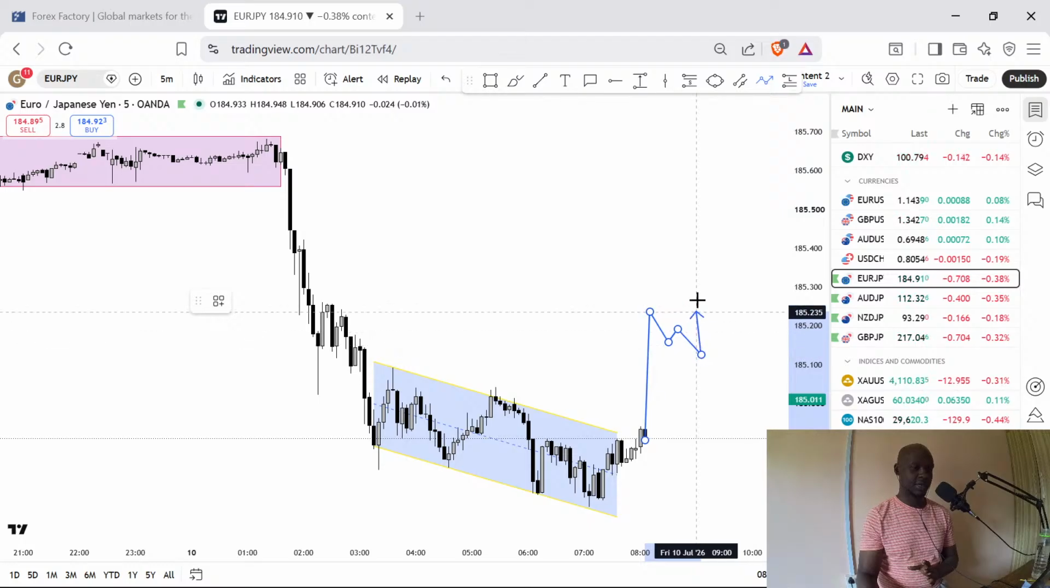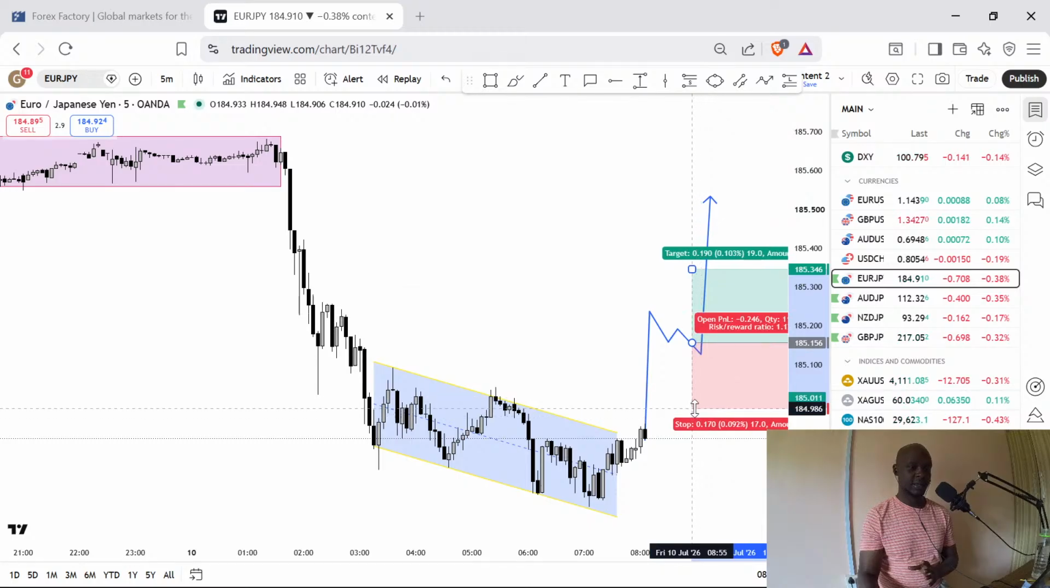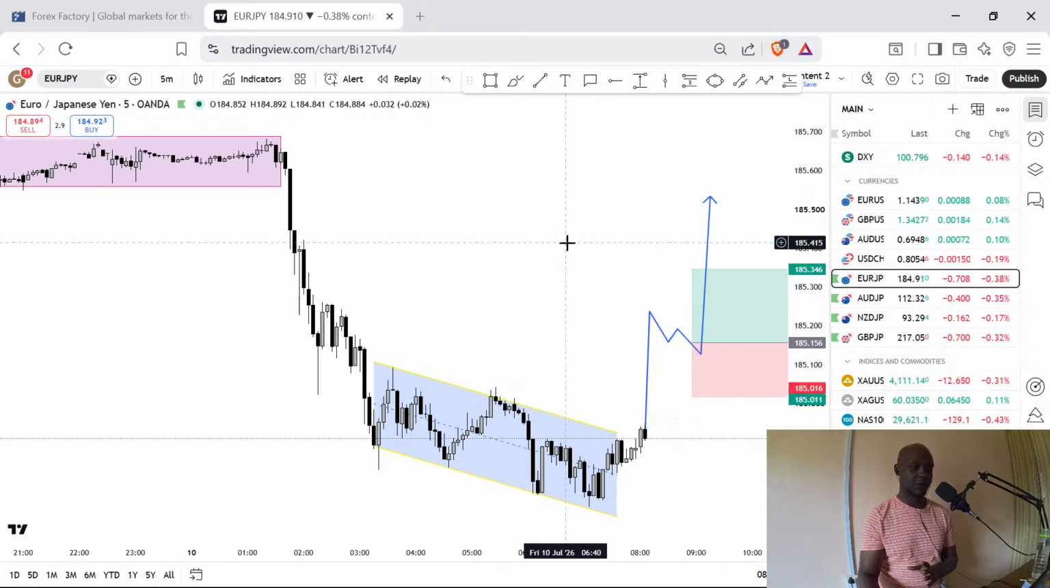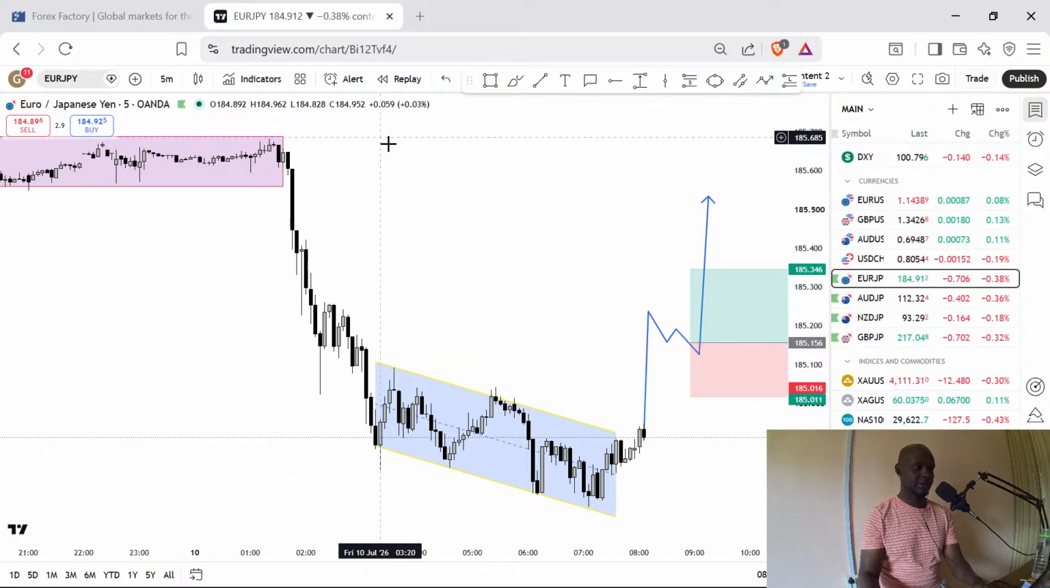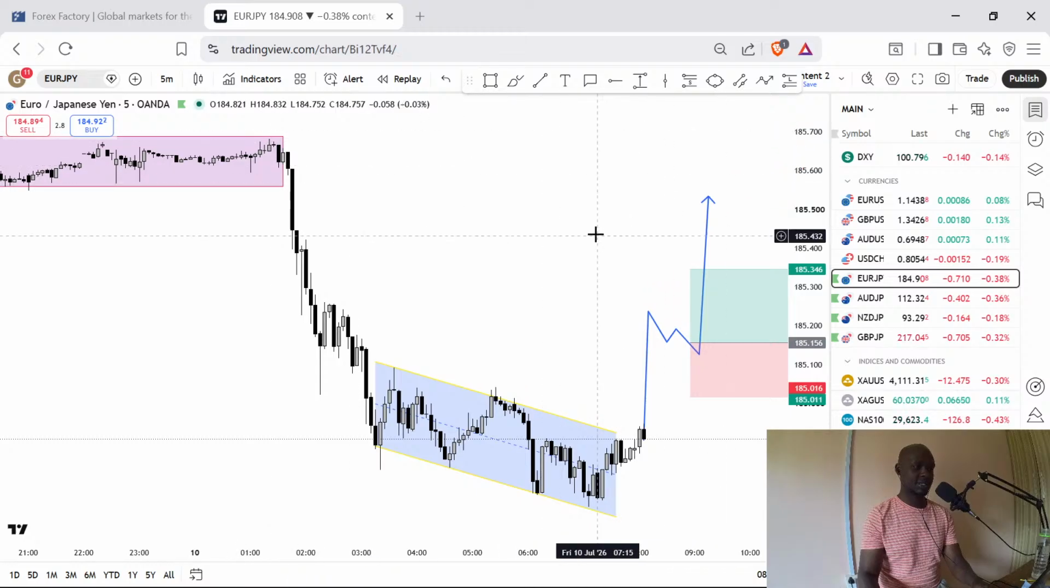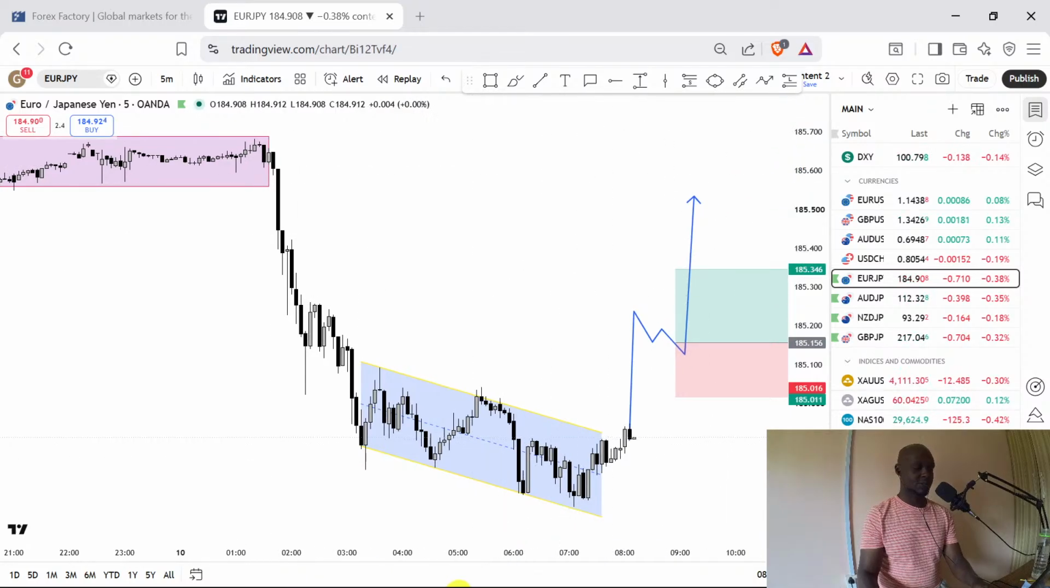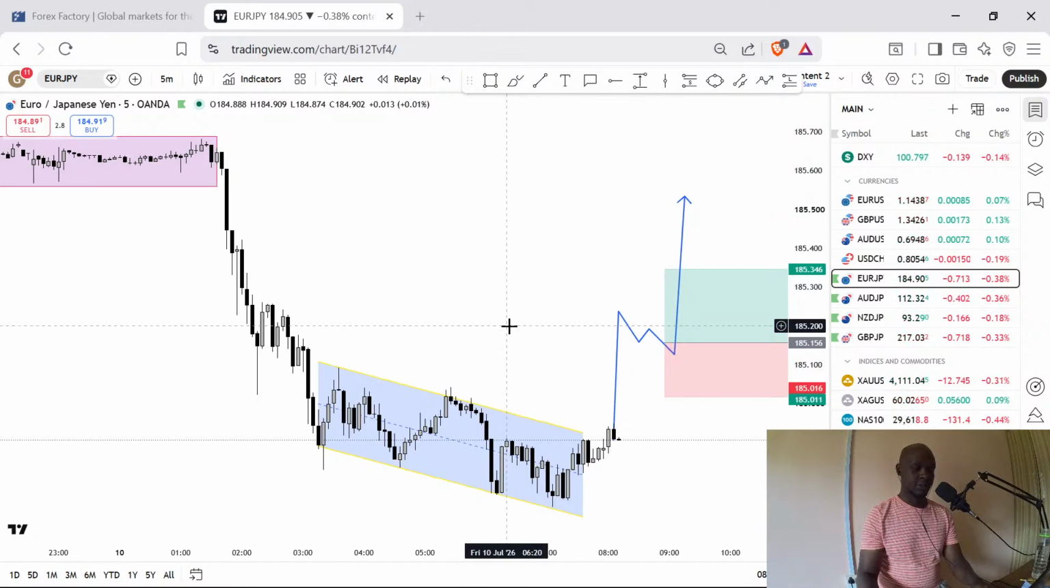Then if you can get a pullback, to take entries to the upside, that's what I'll be looking for on Euro JPY. Now I do not want to get an impulsive push that will go so close to this area over here, because we might get some potential resistance at this level. So that's also something to be wary of or to look out for. So that's actually what I'm looking for on Euro JPY.